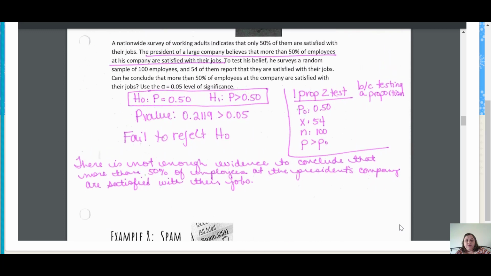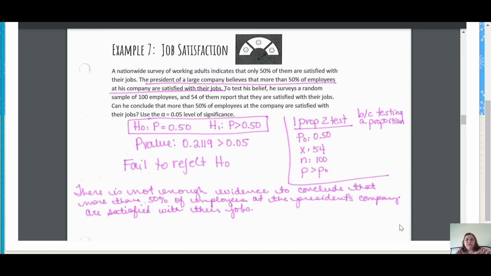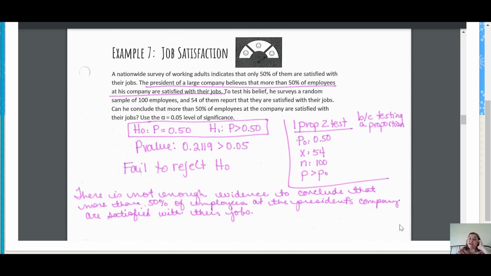Let's do this one. Job satisfaction. This was a proportion test, so we did a 1-prop-Z test in the calculator.